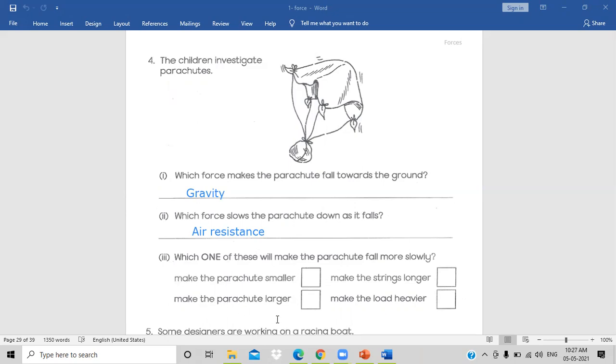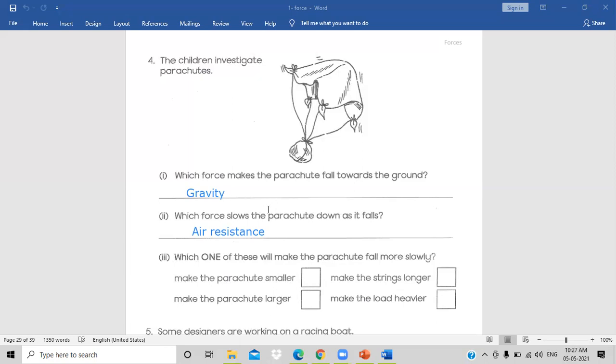Again, what do we want to do? We want to make the parachute fall more slowly. So we said that if the parachute gets bigger, this will make a large surface that will make the air hit this large surface and make the air resistance even more.